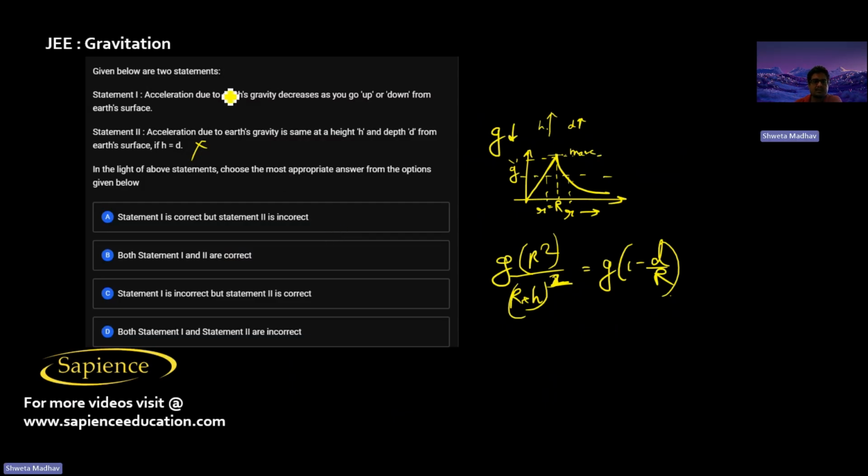It means that statement 1 is true. So statement 1 is correct, but statement 2 is incorrect. So option A is the correct answer.